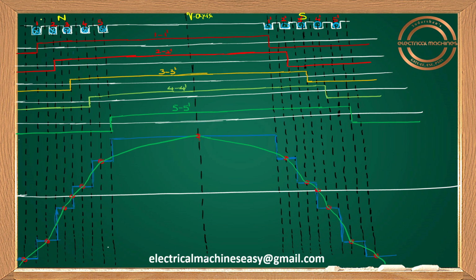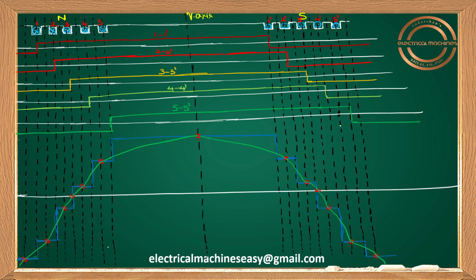That means, guys, 1 dash is a coil. 2 dash is a coil. 3 dash is a coil. 4 dash is a coil. 5 dash is a coil. Now let us show you how the armature MMF waveform will look.